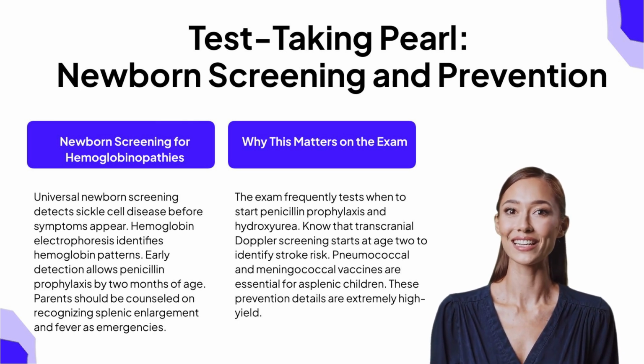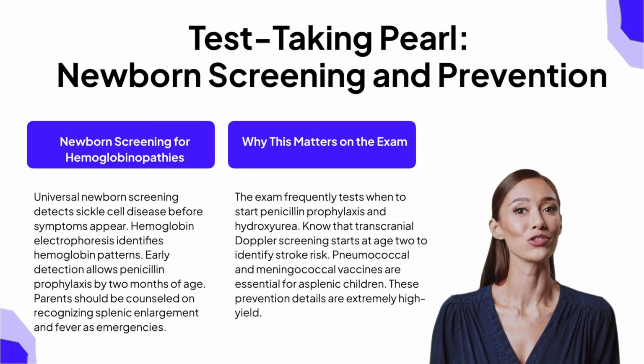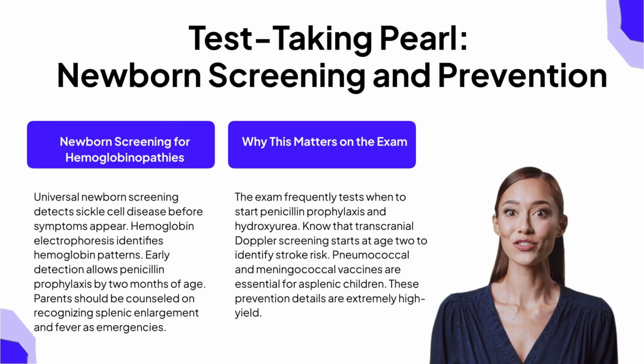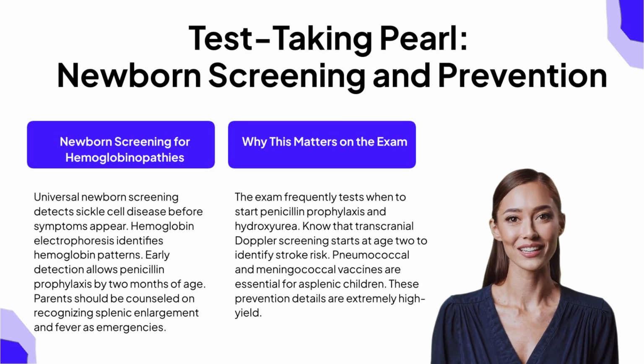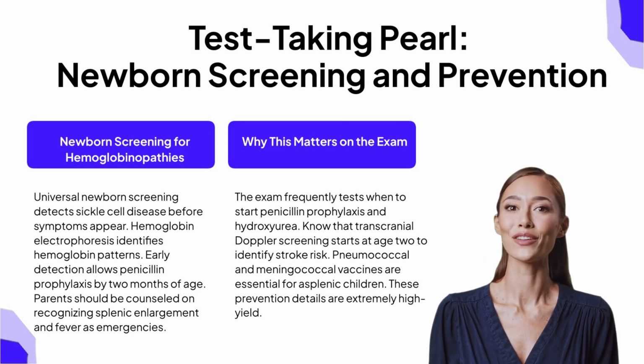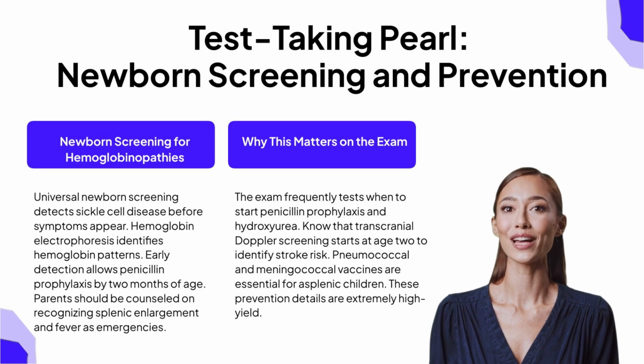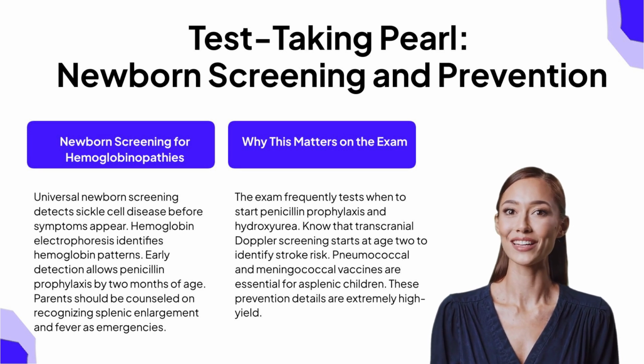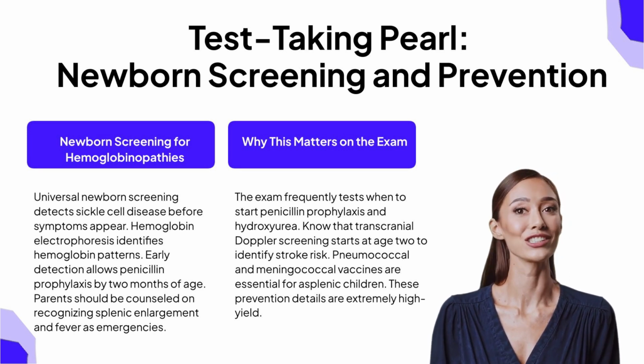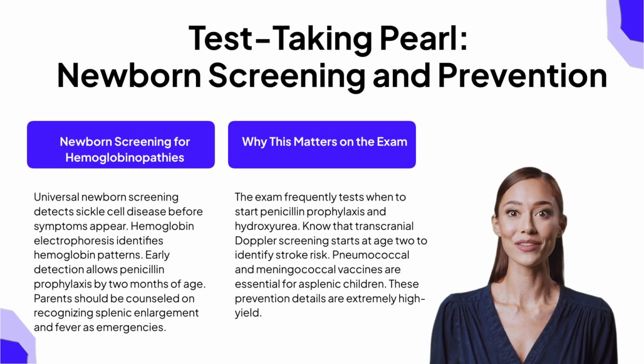Another key screening detail is transcranial Doppler ultrasound, which begins at age 2 to screen for elevated cerebral blood flow velocities that indicate stroke risk. If velocities are elevated, chronic transfusion therapy is started. All children with sickle cell disease need full pneumococcal vaccine series and meningococcal vaccination. These prevention and screening details appear repeatedly on the exam.